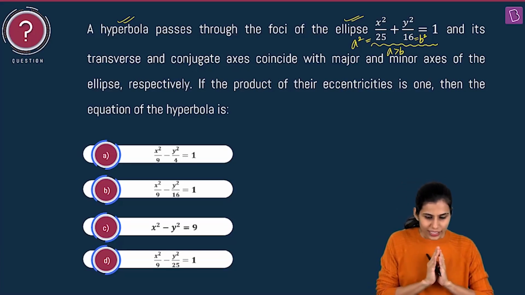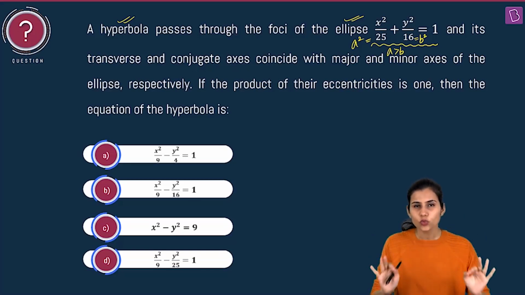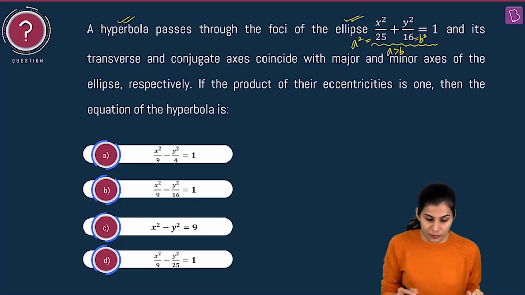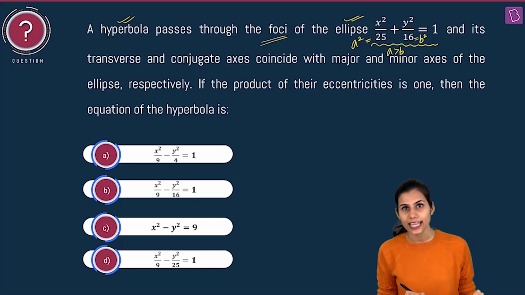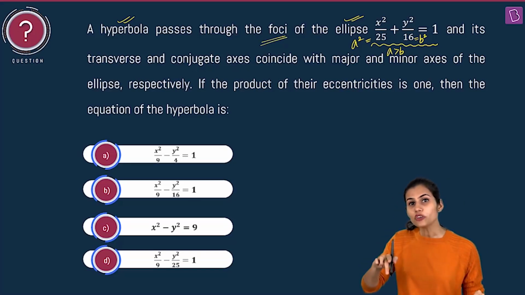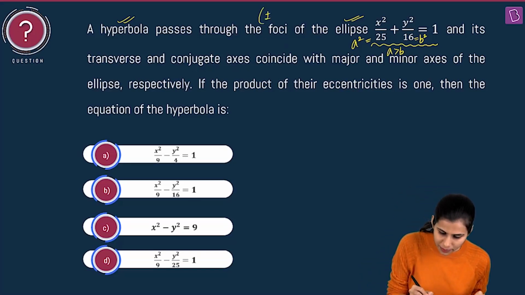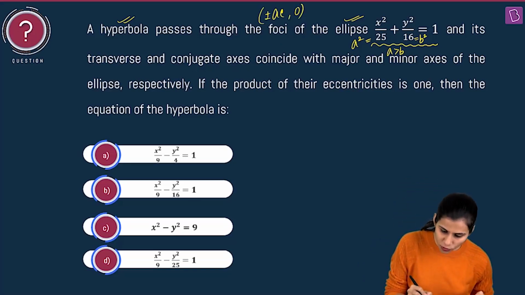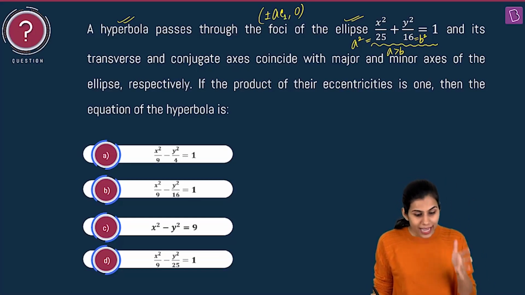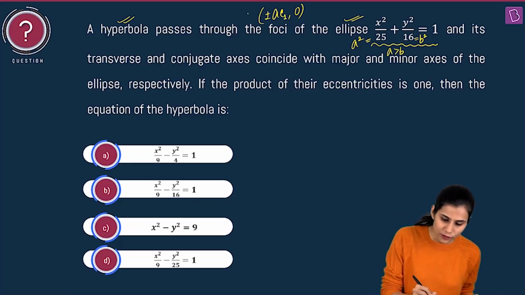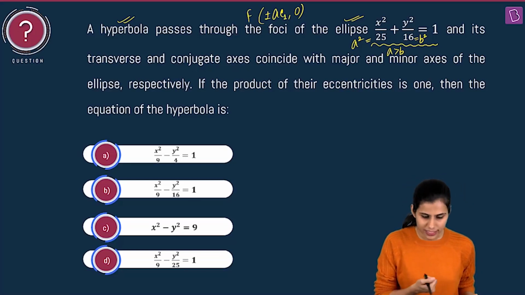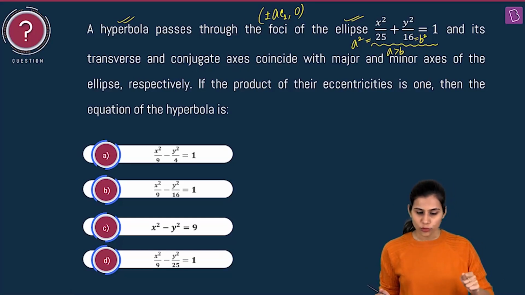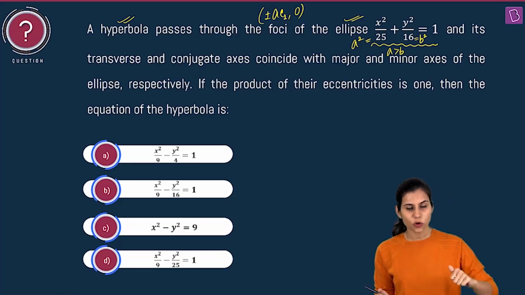Cool? Now, read through the question very carefully because each word, each statement is going to be used in the solution. The hyperbola given over here is passing through the foci of this ellipse. The foci of the standard horizontal ellipse I know is given by plus minus AE, 0, where E is the eccentricity of this ellipse. Let's denote it as E1. My hyperbola is passing through the foci of this ellipse. That's number one. Number two, the transverse and conjugate axis of the hyperbola are coinciding with the major and minor axis of the ellipse.